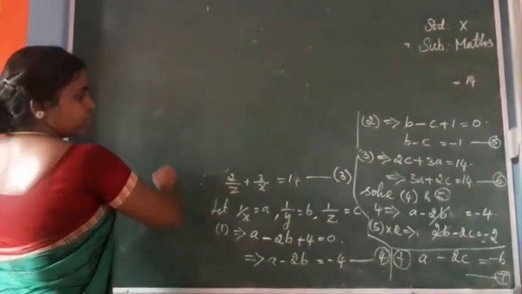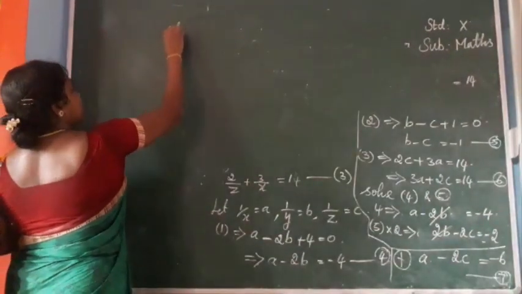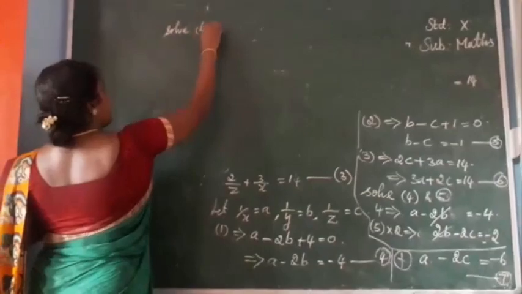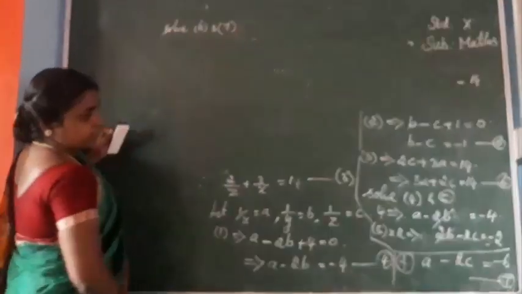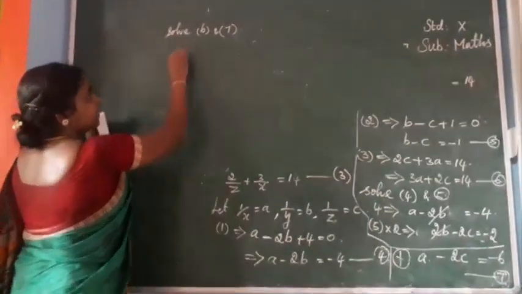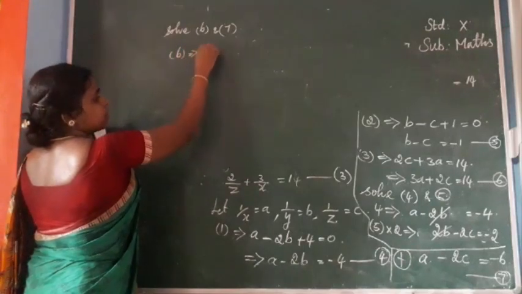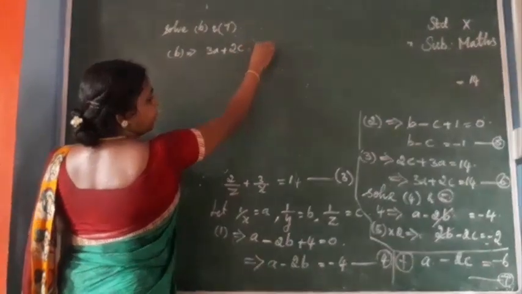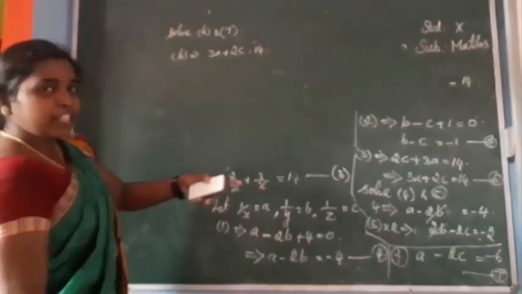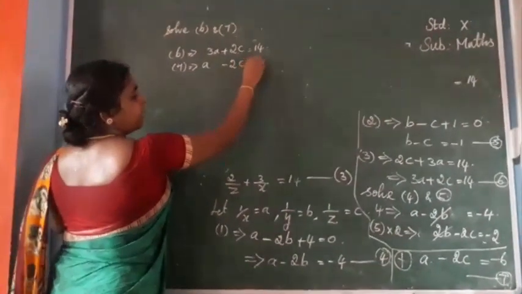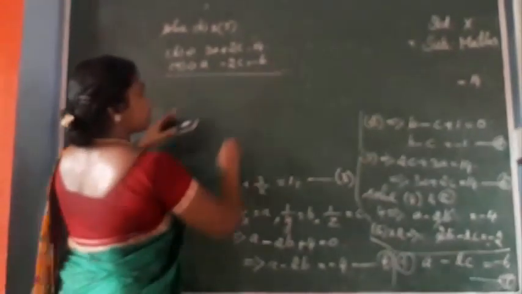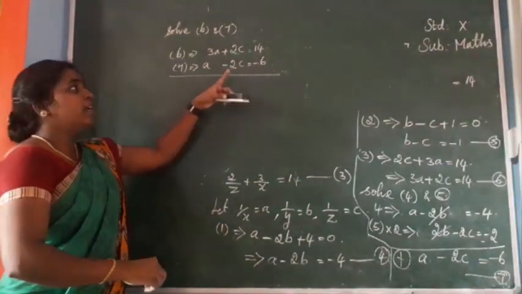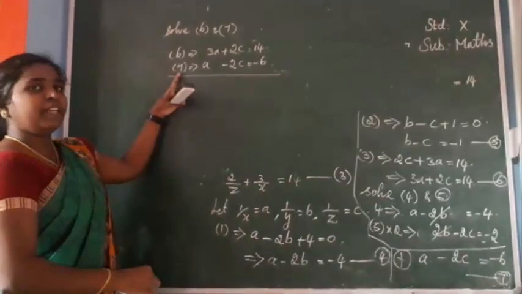Okay. Solve 6 and 7. You see the sixth equation is 3A plus 2C equal to 14. The seventh equation is A minus 2C equal to minus 6. Both equations have the same coefficient of C, that's why I did not multiply with any number.